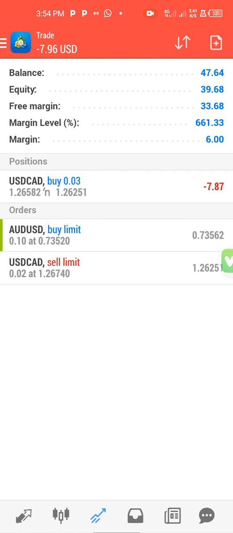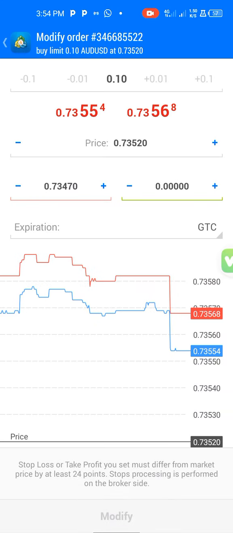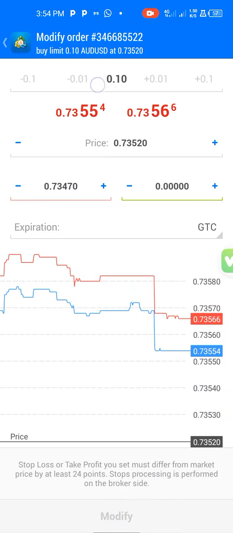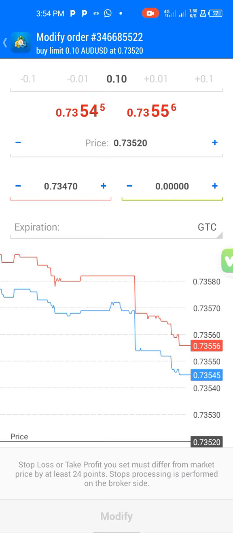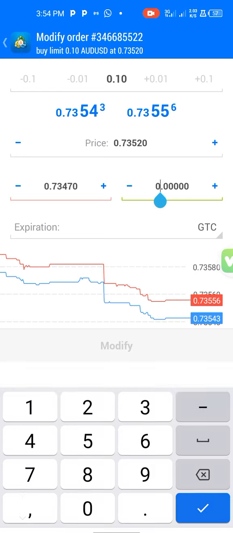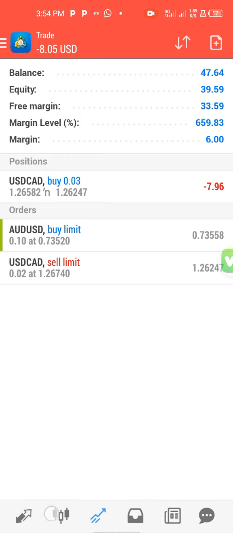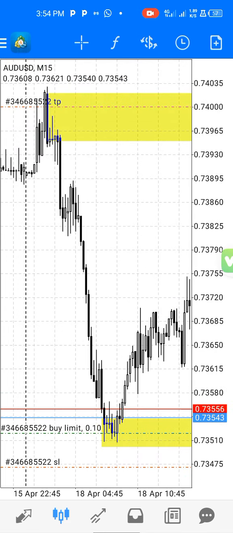To modify, you just long press your order. You can always change it. The only thing you can't change is your lot size, but you can edit your entry position, your stop loss, and your take profit to 0.74. That is where I put my take profit, can you see? So once price gets there, it's very close, it activates, and then it activates as a buy position.